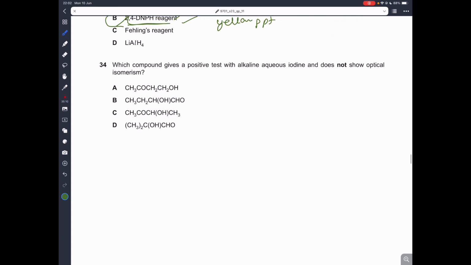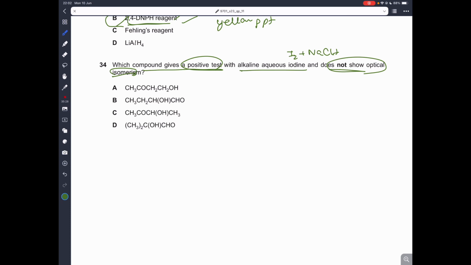34. Which compound gives a positive test with alkaline aqueous iodine? So I2 plus NaOH. And it does not show optical isomers. So let's look at option A.